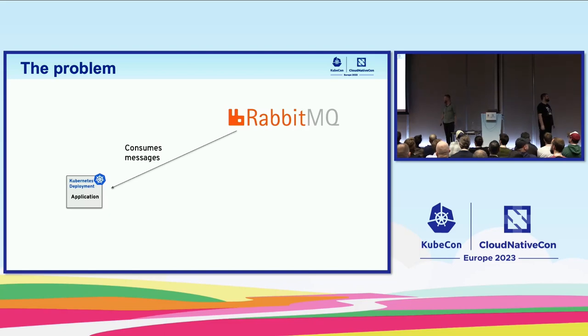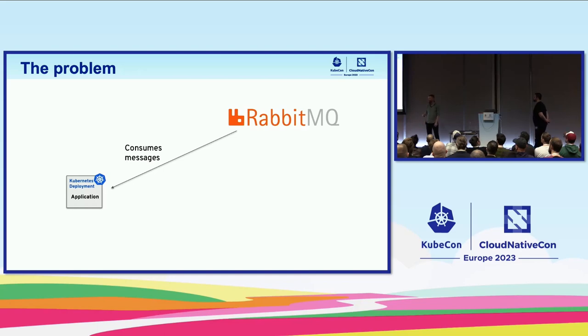So, what is KEDA? Let's describe it through a problem. We have an application that consumes some data. In this case, it could be a RabbitMQ consumer that consumes messages from RabbitMQ. And I have a problem: I would like to autoscale this application because it is not doing well in my setup. So what are my options? If you use Kubernetes, there is HPA, so you can autoscale the Kubernetes deployment with HPA.